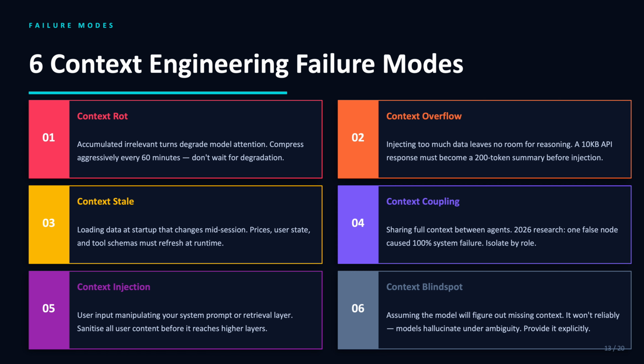Context blind spot. 06. The most insidious. Assuming the model will figure out missing context based on implicit knowledge it doesn't actually have. It won't. Not reliably. Models hallucinate under ambiguity. If the agent needs a piece of information to complete a task, you must explicitly provide it. There is no, it'll probably figure it out. Every production agent failure I've debugged traces back to one of these 6.